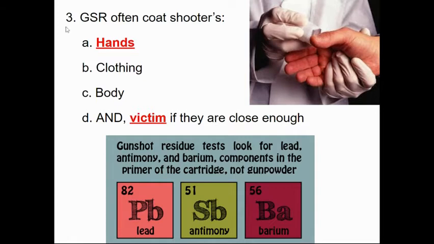So gunshot residue is going to coat the shooter's hands, their clothing, their body, and if they're close enough, the victim. Some things that you're going to look for in that gunshot residue would be lead, antimony, and barium. These are common components of things that are in gunshot residue.